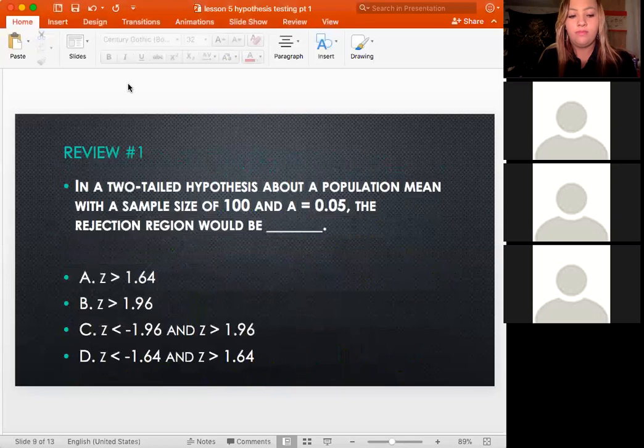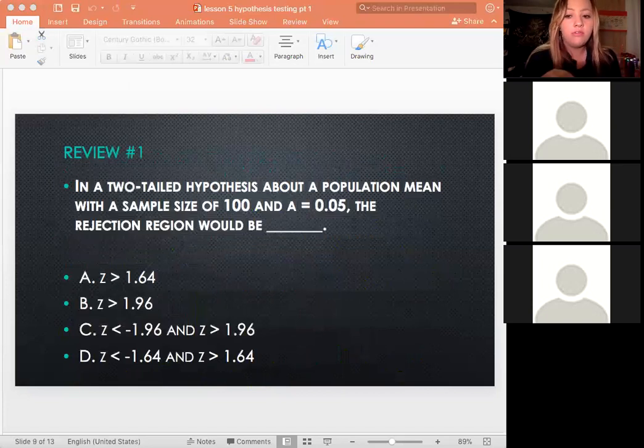All right, we're going to do some review questions. Let's start with our first review. In a two-tailed hypothesis test about a population mean with a sample size of 100 and alpha equals 0.05, the rejection region will be where? As a hint, this involves the empirical rule, so try thinking of it that way. Go ahead, read through these answers, try to solve it, and then we will review it together.